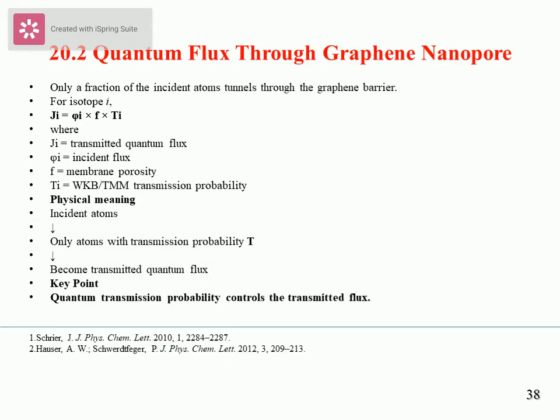Now, let's move to the next step. Quantum flux through the nanopore. Only a small fraction of atoms that hit the membrane actually tunnel through. The rest are reflected back. So the transmission flux is equal to the multiplication of the incident flux, porosity and the transmission probability. Porosity is the pore fraction. Transmission is from the WKB. Only high probability atoms pass. Without tunneling there is no flux.